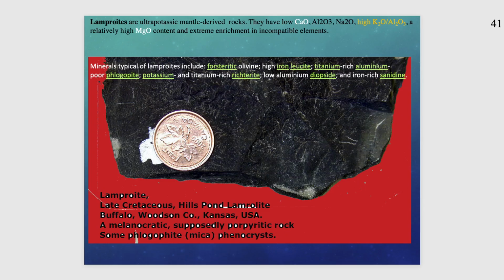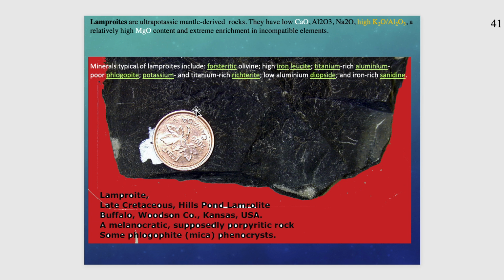Another example here of lamproites, so we can revise the composition. They are ultrapotassic, similar to the kimberlites, mantle-derived rocks similarly, but they have low calcium, as you see here, and also low alkalis, but high potassium. So in this particular case, they're very similar to the kimberlites, and this is why they're difficult to distinguish.